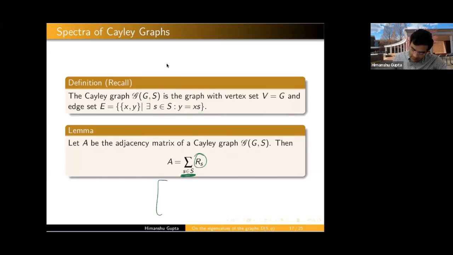Okay, because when do we have two elements X and Y adjacent? If we can write Y as XS, so there is a one here. And how many times do we have a one in each row? As many as the elements we have in the generating set. So if we take just the RS, it's going to be the summation of all these matrices.